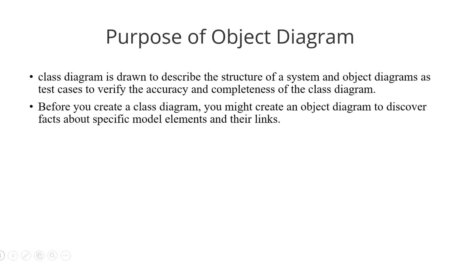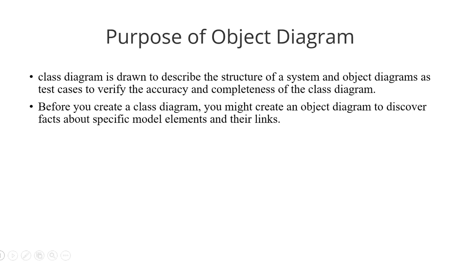Purpose of the object diagram: a class diagram is drawn to describe the structure of the system, and it is discussed in quite some detail, while the object diagram acts as test cases to verify the accuracy and completeness of the class diagram. So object diagrams are further drawn, and the purpose is to test the accuracy and completeness of the class diagram. We can say object diagrams are drawn as an illustration with some example.